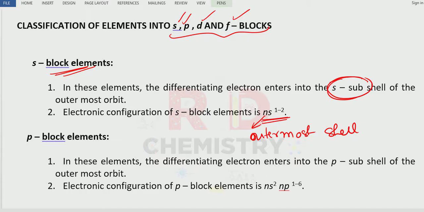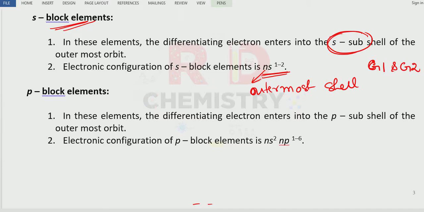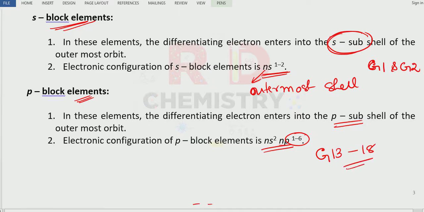How many groups are there in the S block? We have group number 1 and group number 2. There are 2 groups in the S block. In case of P block elements, the last electron enters into the P subshell or P orbital. The general electronic configuration is ns2 np1-6. In P block, there are 6 groups, from group number 13 to group number 18, right?